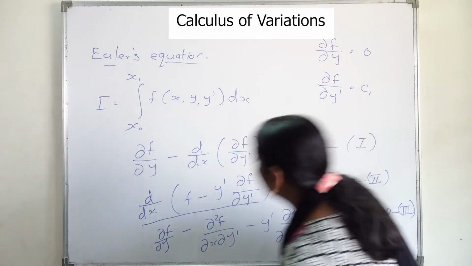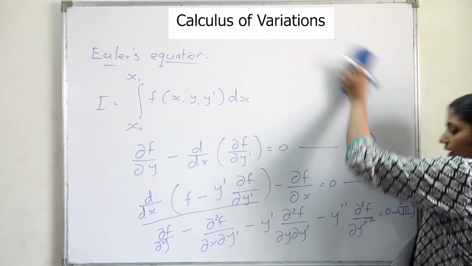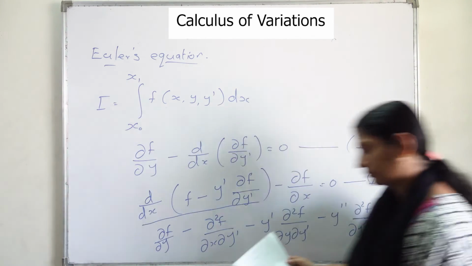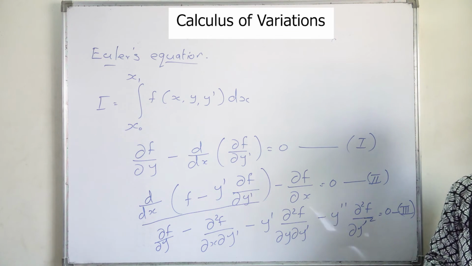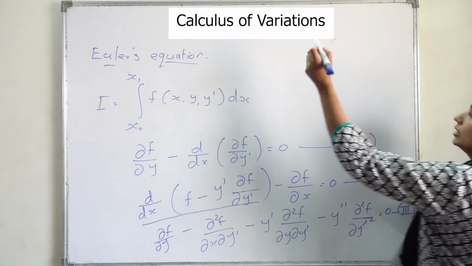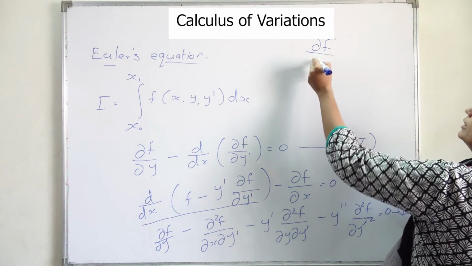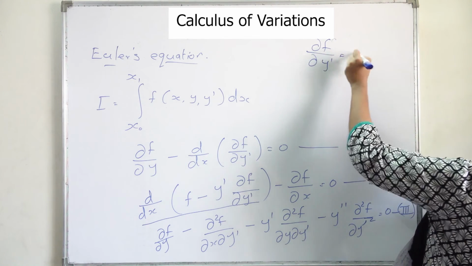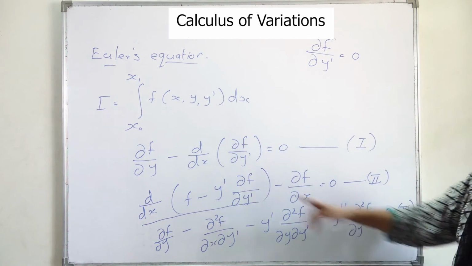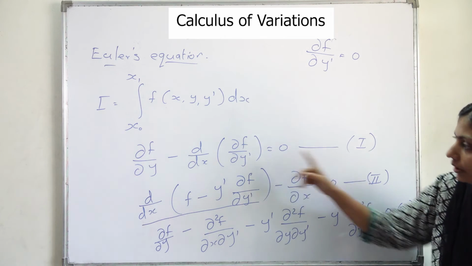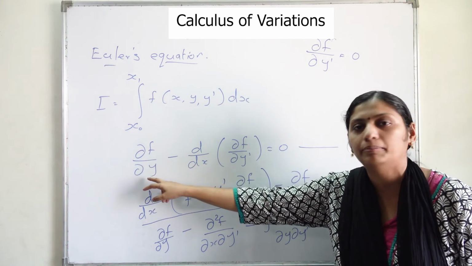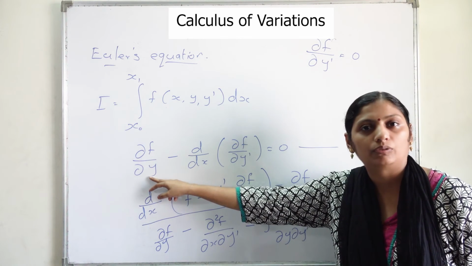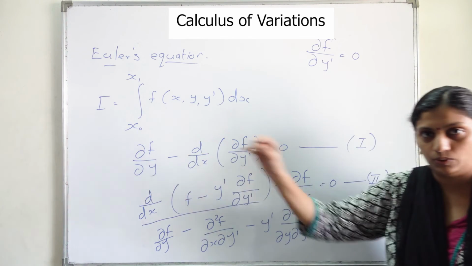Now the third case is when f is independent of y'. So when f is independent of y', you have ∂f/∂y' is equal to 0. Again you can go to equation 1. When ∂f/∂y' is equal to 0, we are left with ∂f/∂y is equal to 0. Solving the equation, you can get the solution for y of x.